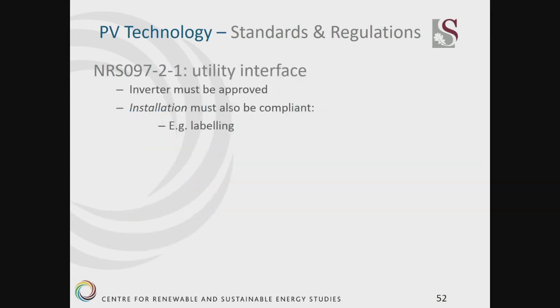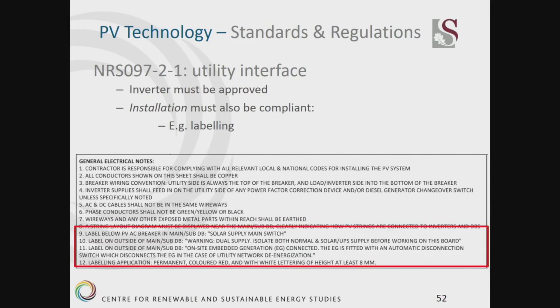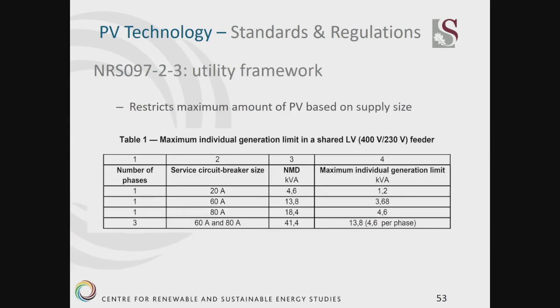So NRS 097-2-1 is the utility interface, and this is where it's described that you must use an inverter that's approved. Installation must be compliant, like for example the labeling done, so that anyone coming in can see that this is a DC source connected and not an AC source. This basically gives an electrician doing work in your house a heads up not to connect any AC wires to DC wires.